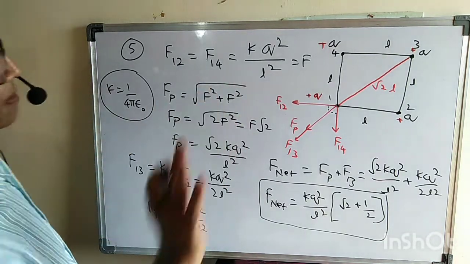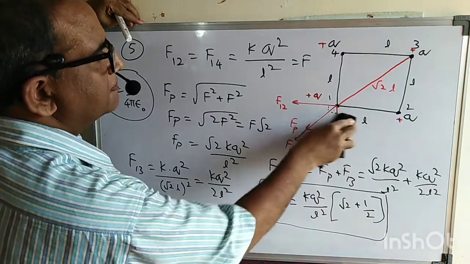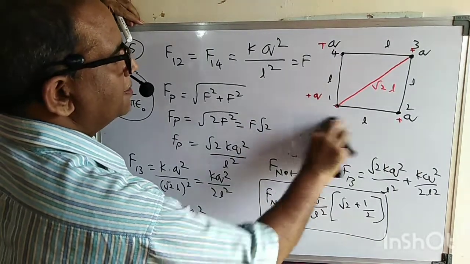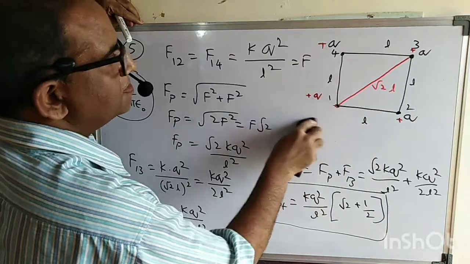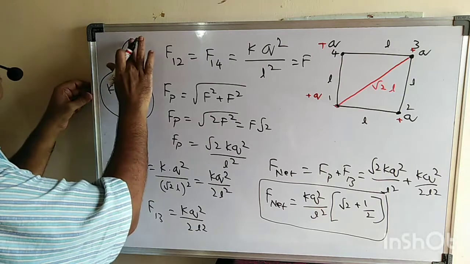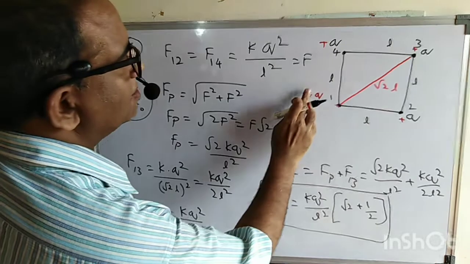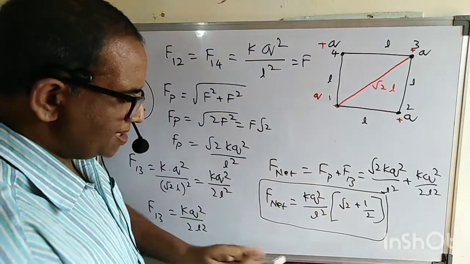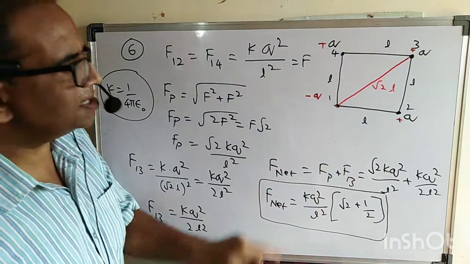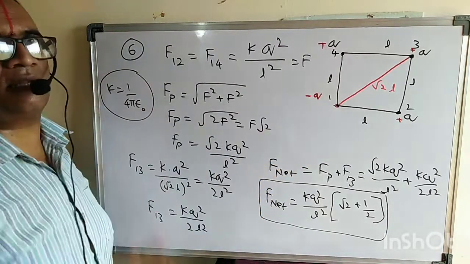Now see the same problem. I will just change it a little bit. Same problem, the same 4 charges are there. Now the problem number 6. In problem number 6, I will take this charge as negative. One charge is negative here. Then if one charge is negative, what is the force acting on charge 1? That is the question here.